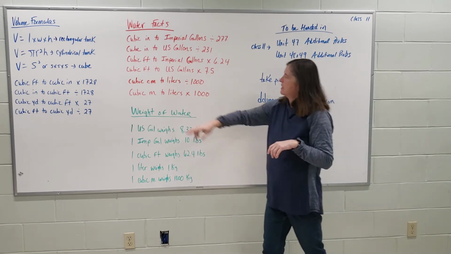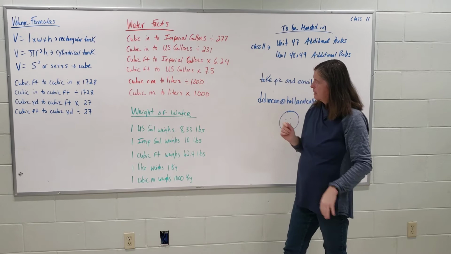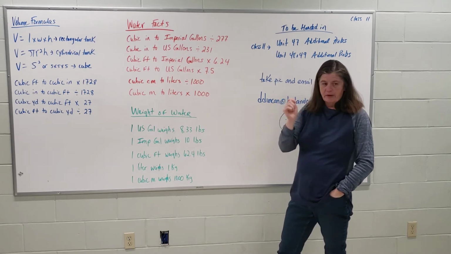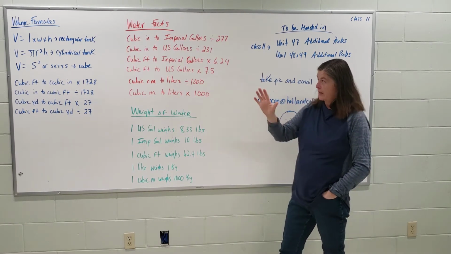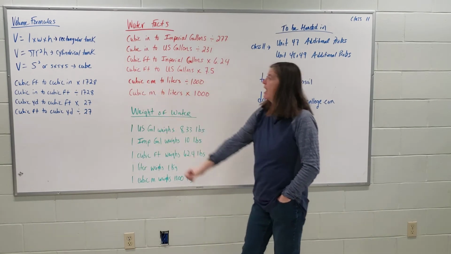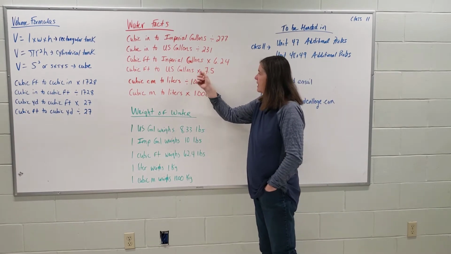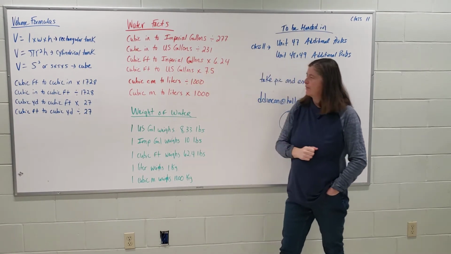To take cubic feet to imperial gallons, we times by 6.24. Right, 6.24 imperial gallons in every cubic foot. So again, you're going to work one of your volume formulas, you're going to get something in cubic feet, and then you'll be asked to get it to gallons. So if we wanted to take it to US gallons, you would times it by 7.5.